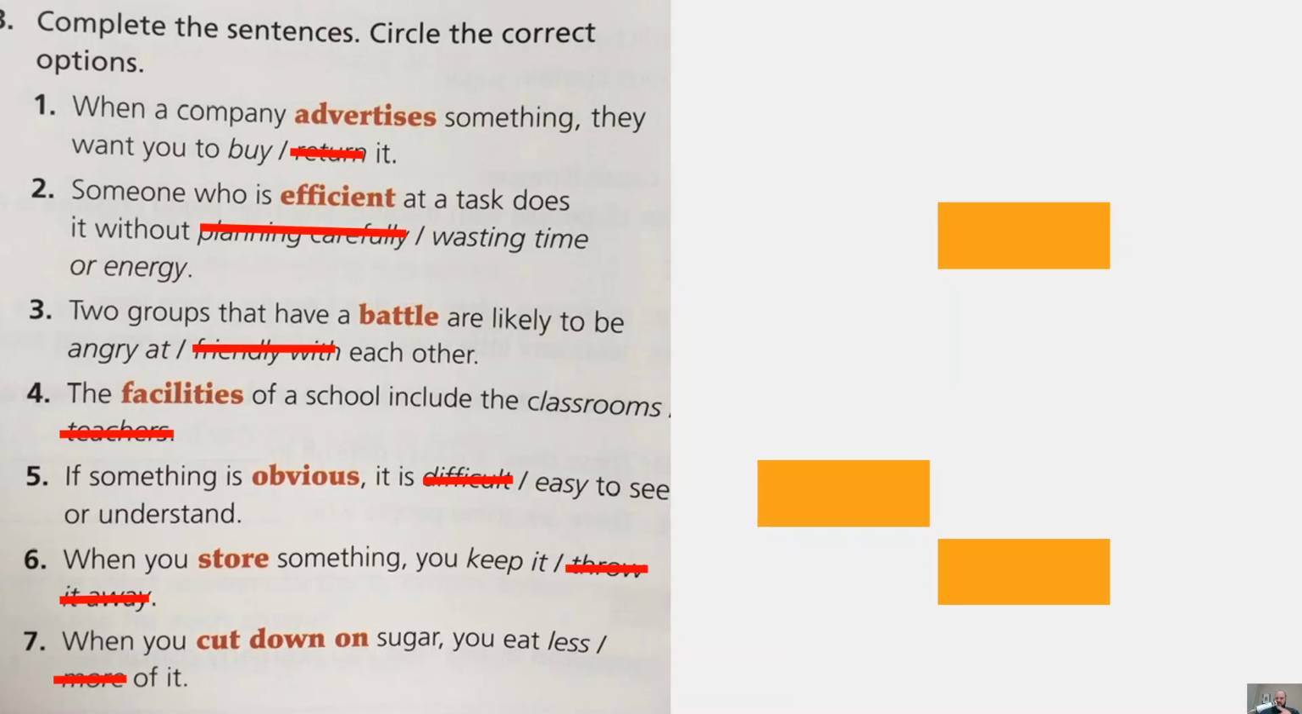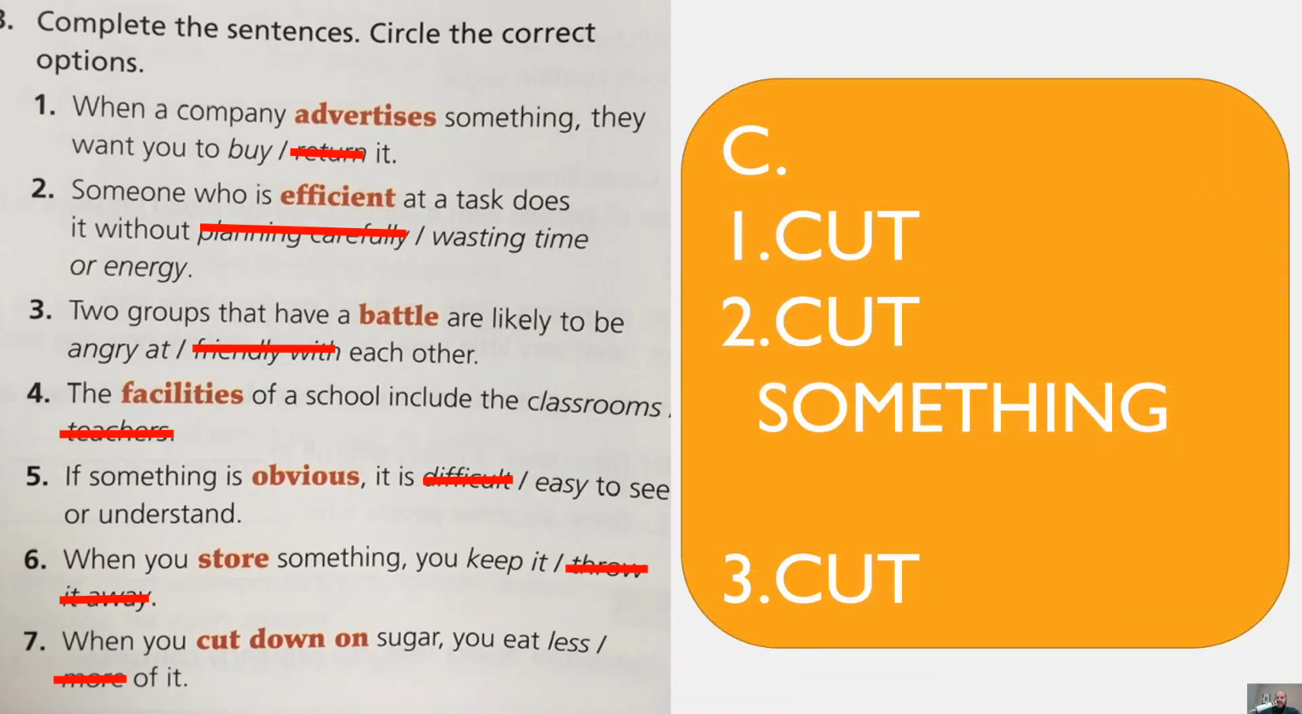Okay, there's some strange sort of rectangles there. What are they about? Aha! Now, I haven't gone crazy. Cut something. Cut. The answers are number 1, cut off. Number 2, cut something up. And number 3, cut in.